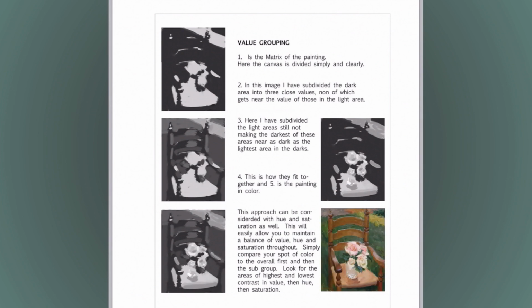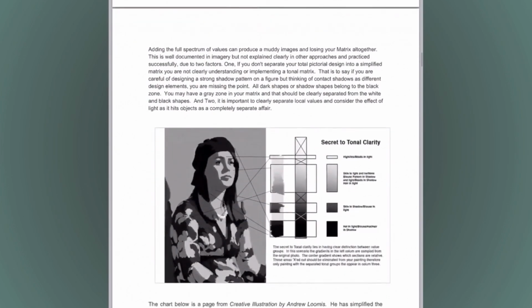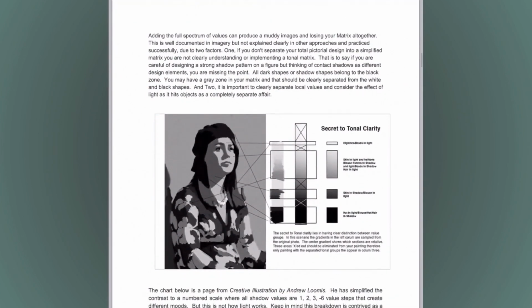So your image remains clear because you've established these tonal value groups with separation. So you need to have that separation in order to make it work. Okay? And that will keep your images really clear and distinct. So here again, here's another example of that.